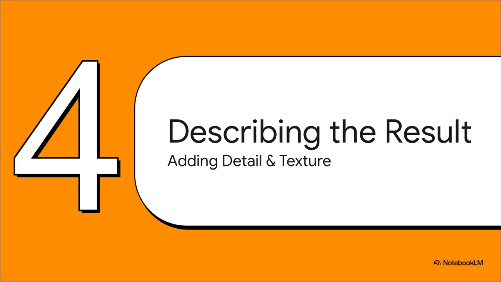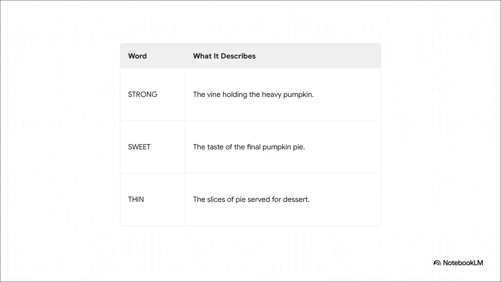But hang on, a story isn't just a list of things that happened, right? To make it feel real, to make it richer, we need description. We need words that tell us about the qualities of the things in our story. And that's where our last three words come in. They add all that crucial detail and texture. Think about it. The vine has to be strong to hold up that heavy pumpkin. The final pie is sweet. That's a key detail you can almost taste. And it's served in thin slices, which tells us about how it's finally presented.